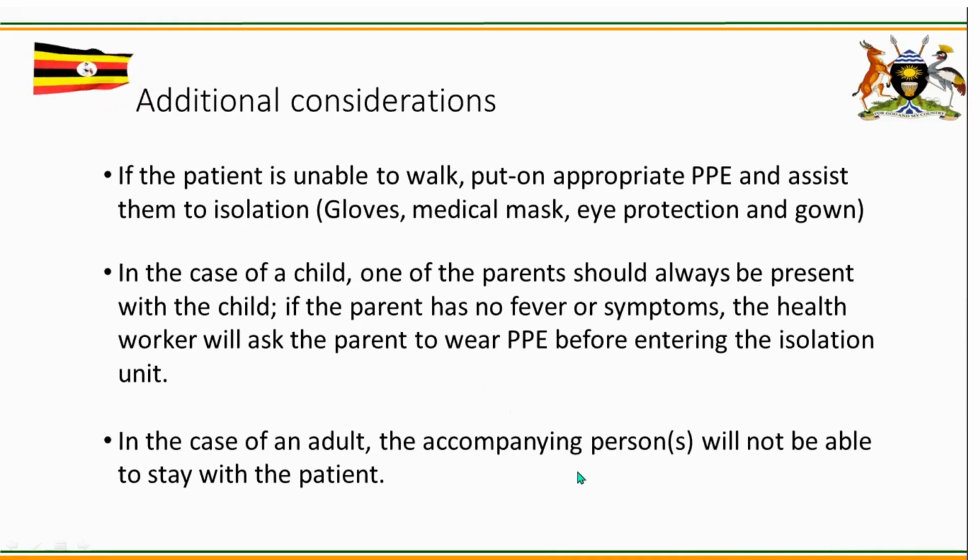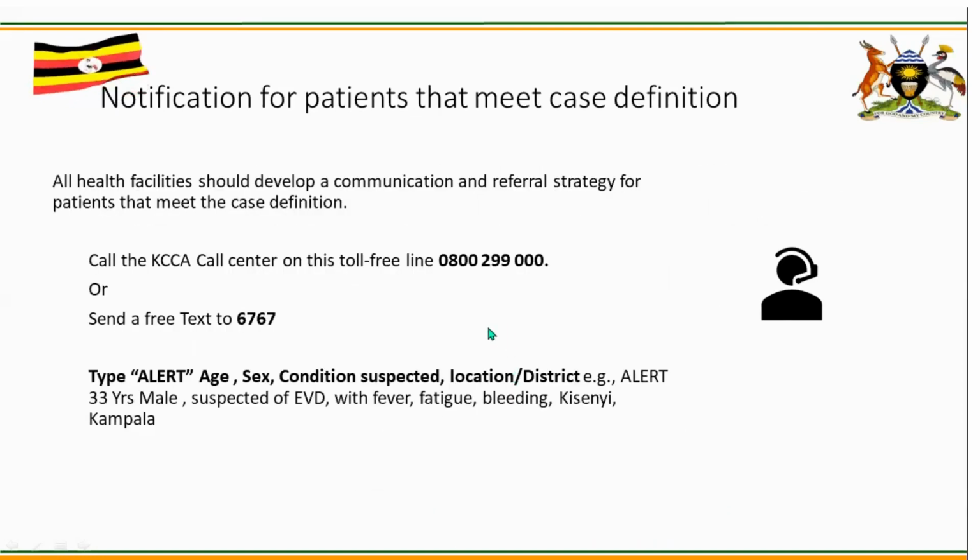In the case of an adult, the accompanying person will not be able to stay with the patient. We are saying here, of course, that where you're holding the patient, we don't want relatives crowding and helping the patient by themselves. The management of a suspected Ebola case does not require relatives to be helping the patient.